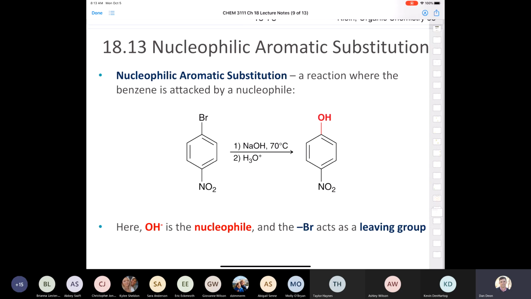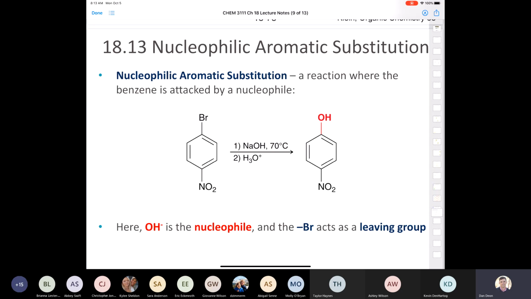It's a reaction where benzene is going to be attacked by a nucleophile. So it says here, if we take para-bromonitrobenzene and we treat that with sodium hydroxide at 70 degrees Celsius, and then we follow that up by a workup with acid, we end up with this para-nitrophenol.